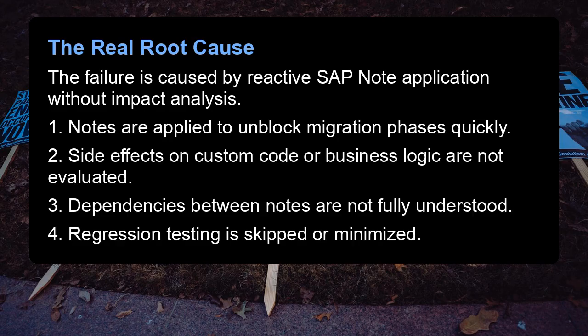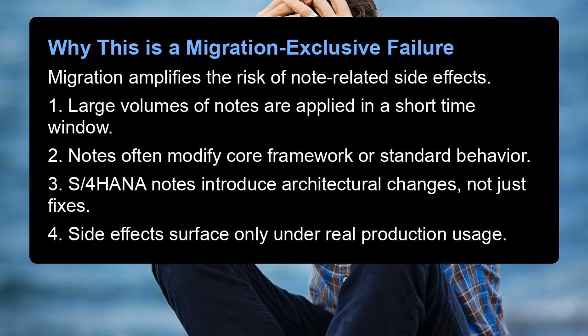The real root cause. The failure is caused by reactive SAP note application without impact analysis. 1. Notes are applied to unblock migration phases quickly. 2. Side effects on custom code or business logic are not evaluated. 3. Dependencies between notes are not fully understood. 4. Regression testing is skipped or minimized. Why this is a migration-exclusive failure. Migration amplifies the risk of note-related side effects.